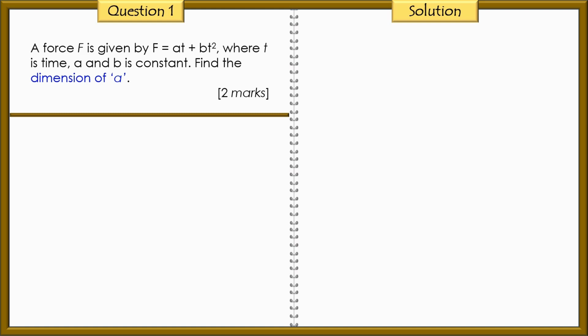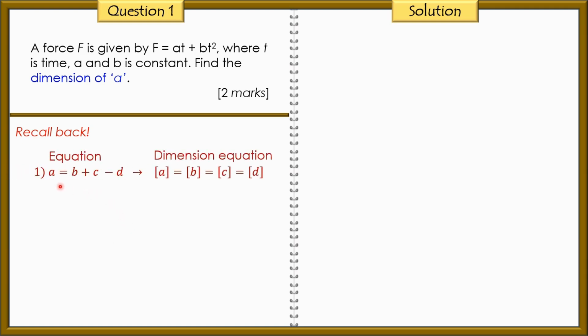Firstly, before we go to the solution, I just want to recall what you have learned before, especially about the dimension equation. Let's say you have the physics equation A equal to B plus C minus D. The way we write down the dimension equation for addition and subtraction is: the dimension A is equal to the dimension B, equal to the dimension C, and equal to the dimension D.